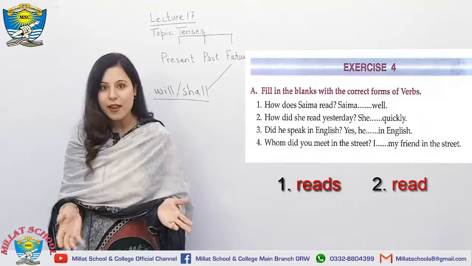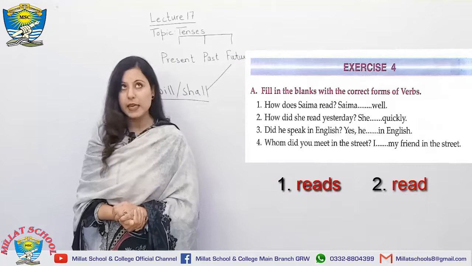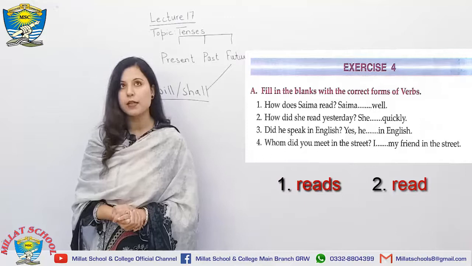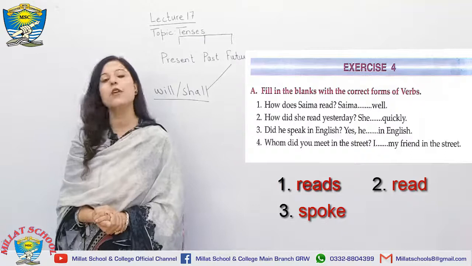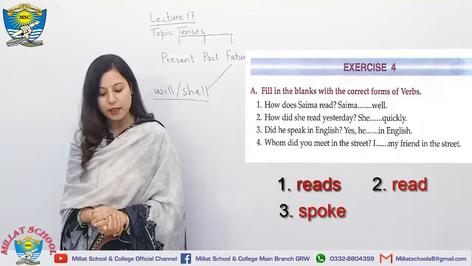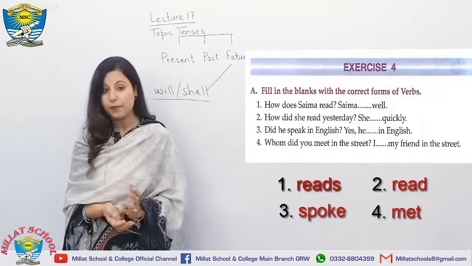Let's have a look at number 3. Did he speak in English? Did tells us about, again, the second form of the verb, that we are going to answer in present or past. Yes, we will talk about them in the past. Like, yes, he spoke in English. Again we have used the second form of the verb here. Number 4. Whom did you meet in the street? Again they have asked the question in the past. And what will be the answer? Obviously in the past.